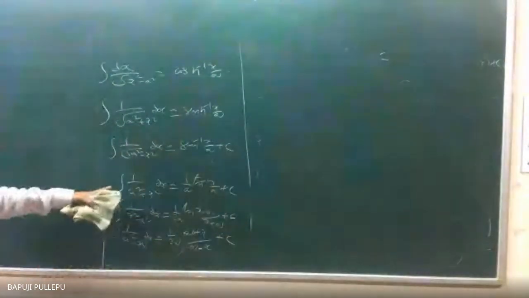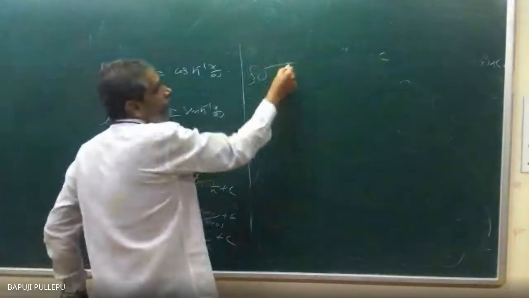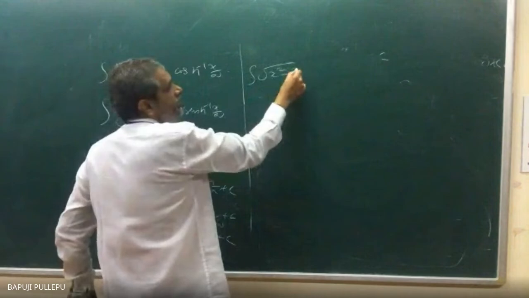Now come on, this you can remember: 1 by a square plus x square means 1 by a tan inverse of x by a. 1 by x square minus a square means 1 by 2a log of (x minus a) by (x plus a). a square minus x square means 1 by 2a log of (a plus x) by (a minus x). Correct? Now, this formula you can tell me, integral of root of x square minus a square dx.